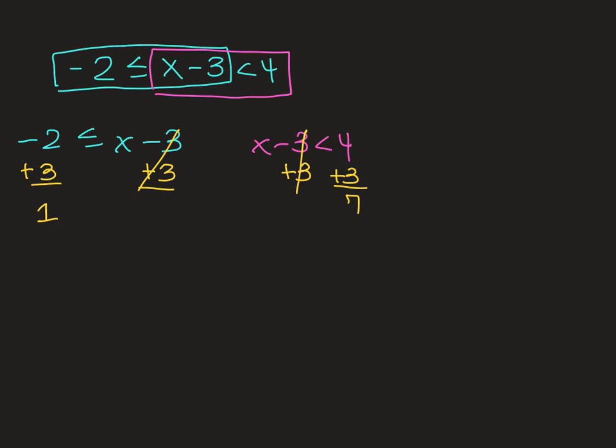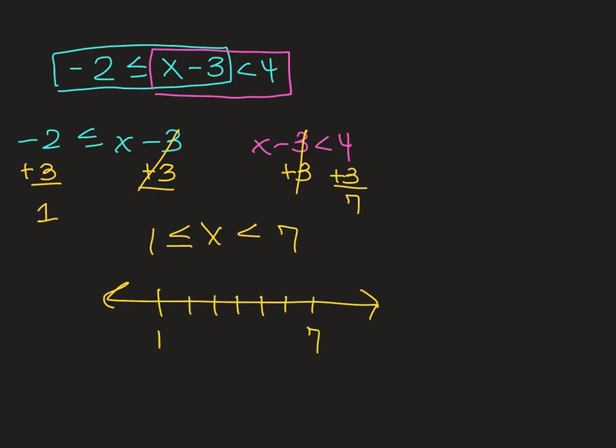So I got 1 and 7. X is greater than or equal to 1, but it's less than 7. So I now know where to graph. 1, 2, 3, 4, 5, 6, 7. The 1 gets the closed dot. The 7 gets the open dot, and I color in between.